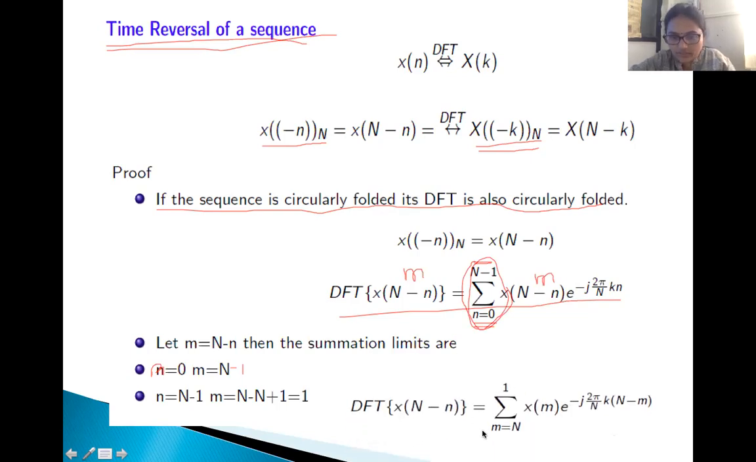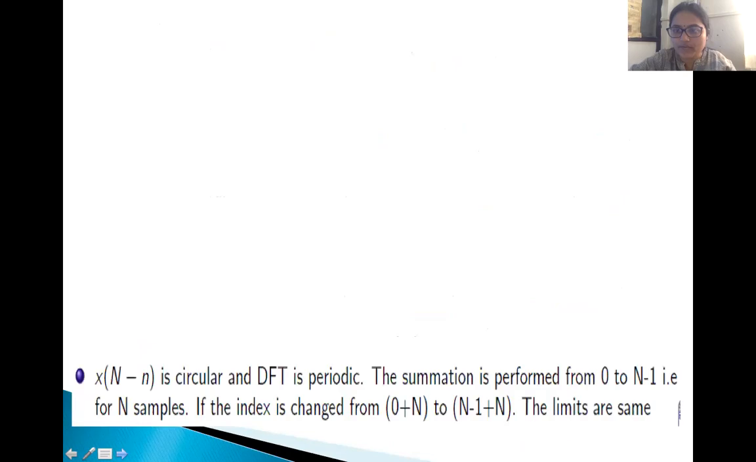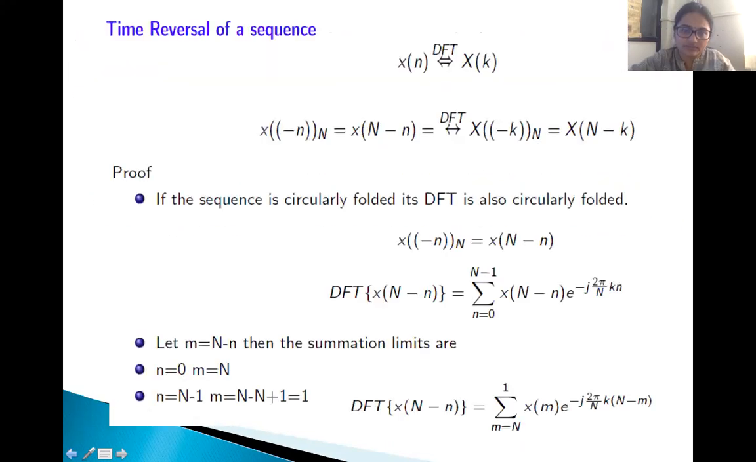Here it is represented as summation m varies from N to 1, x of m e raised to minus j 2 pi k upon N. Now this n is going to change to N minus m. This is going to change from n to N minus m because of the substitutions, right? Have you taken down this? Write down this. We will go one by one.